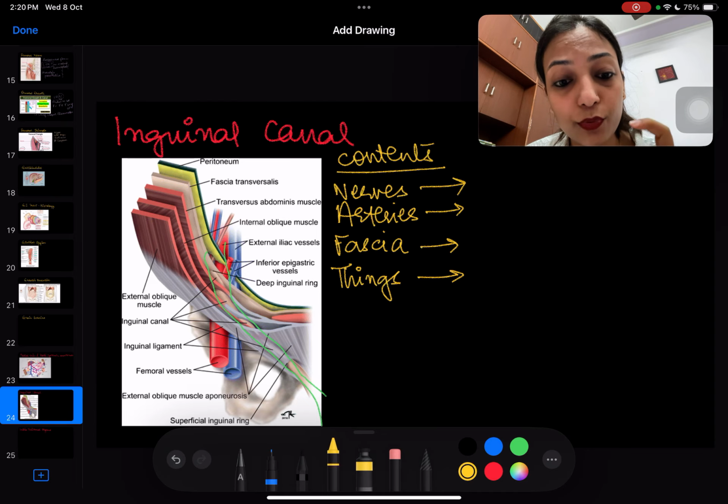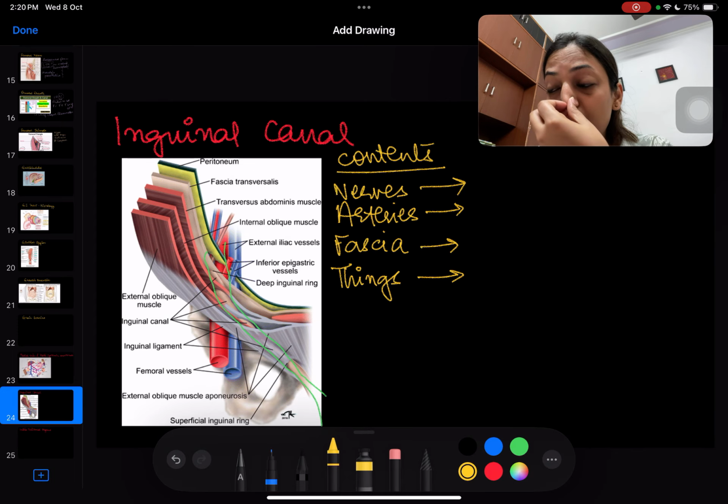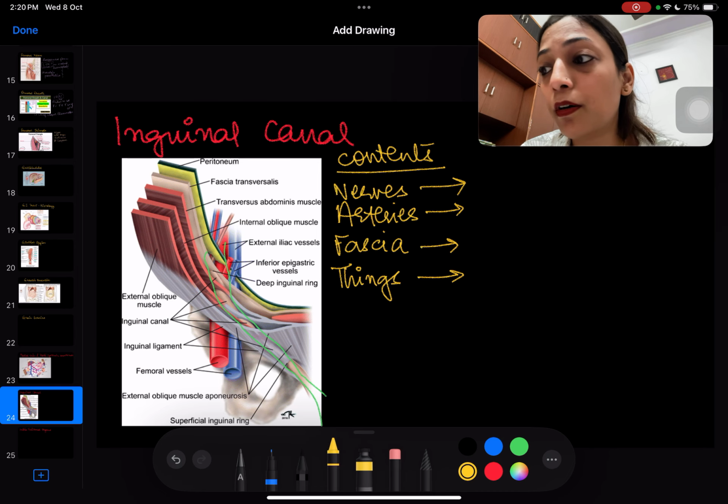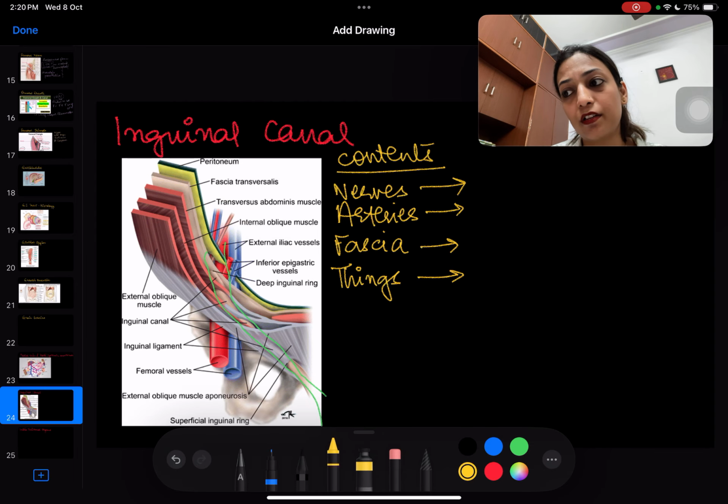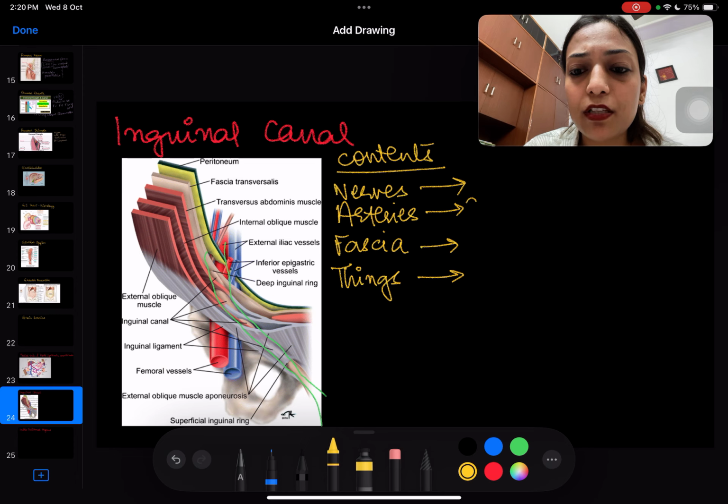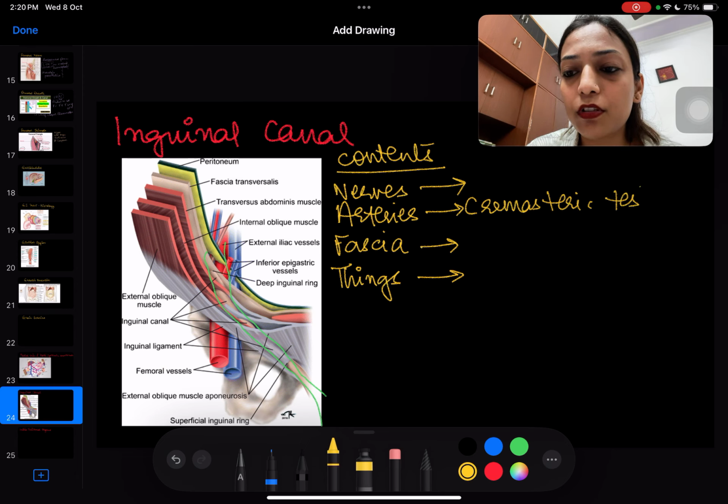Then the arteries. Which are the 3 arteries that we need to know? Artery to vas deferens, testicular artery, cremasteric artery. Arteries: cremasteric, testicular, and artery to vas.